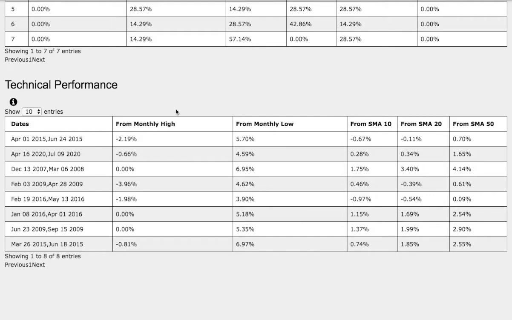The only technical difference is among the 10 simple moving average and 20-day simple moving average. In the past, it was much higher away from the 10 and 20-day simple moving average, compared to the current trend that we're in.